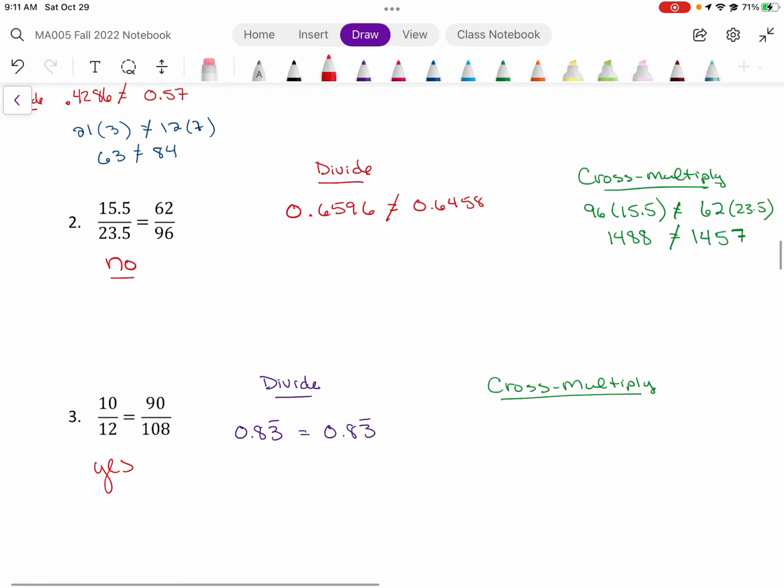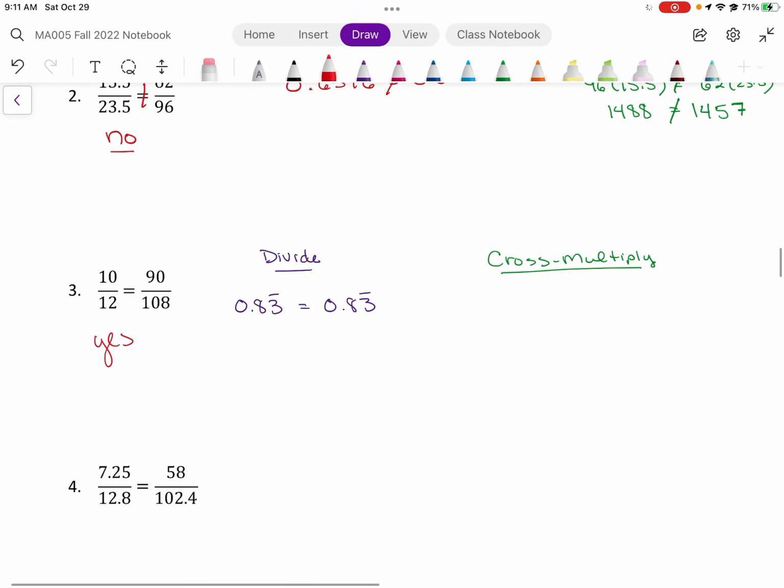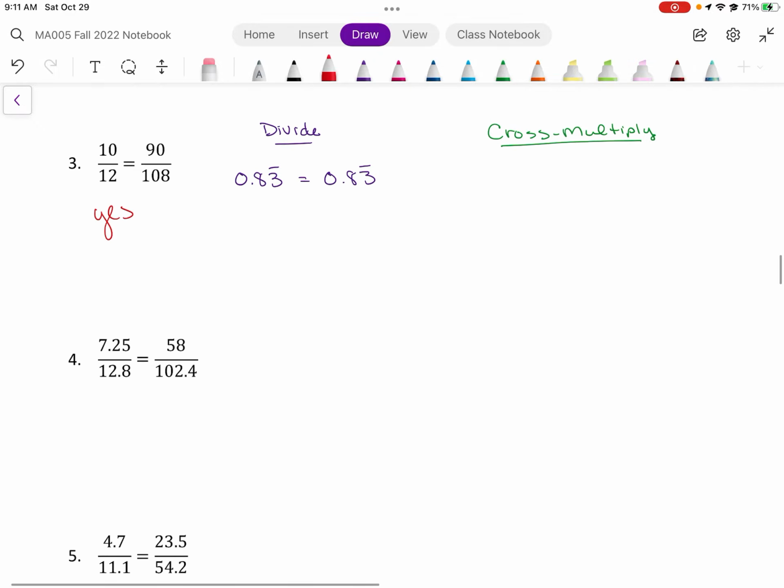And I'm going to come back up here and write, just to make sure it's really clear, not equal to. These are not proportions. They're not equal to each other. All right, so I'll show you with cross multiplication. This one would be 10 times 108 equals 12 times 90, and I get 1080 equals 1080. Okay, so either way you try it, they are true.